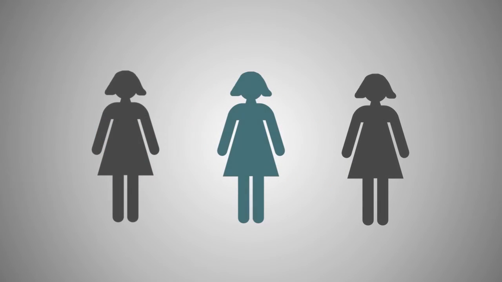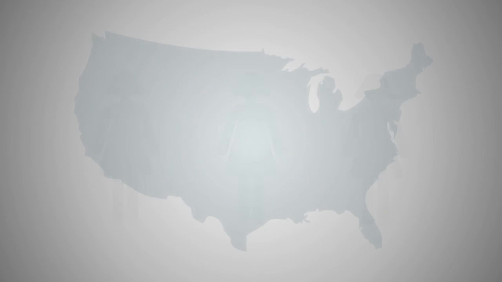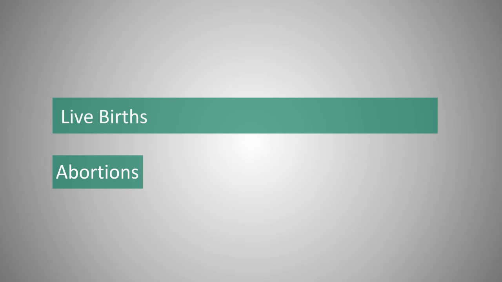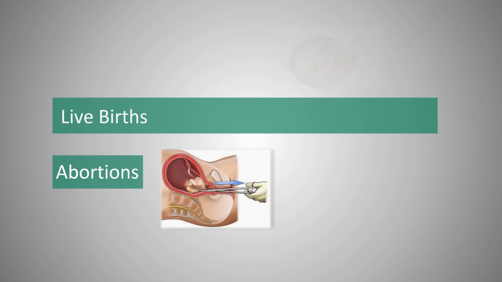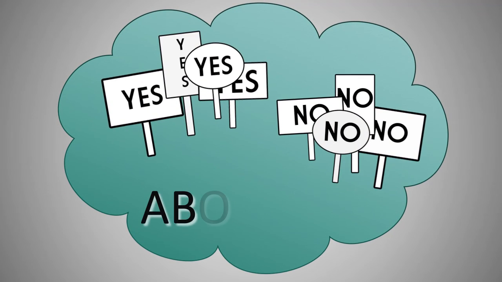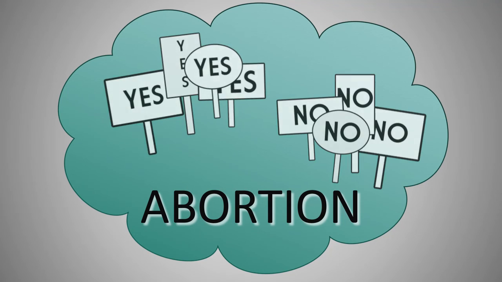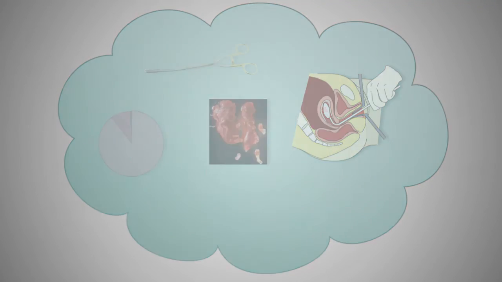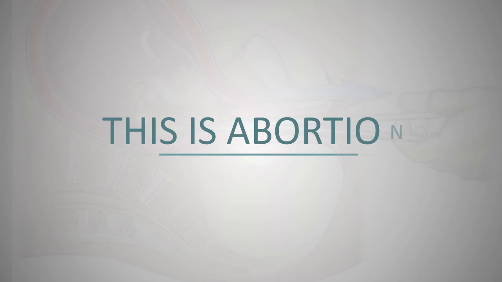1 out of every 3 women will have an abortion by the time they are 43 years old. In 2008, an estimated 1.21 million abortions were performed in the United States. In 2009, the abortion ratio was 227 abortions per 1,000 live births. Propaganda may flood our minds when we think about topics like abortion, but now hopefully we can make sense of the issue by remembering the facts that surround the abortion procedure. This is abortion. You decide.